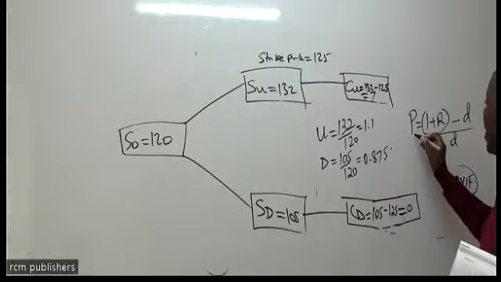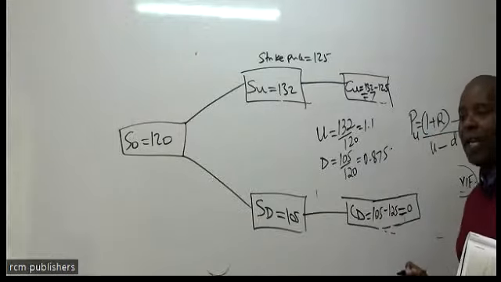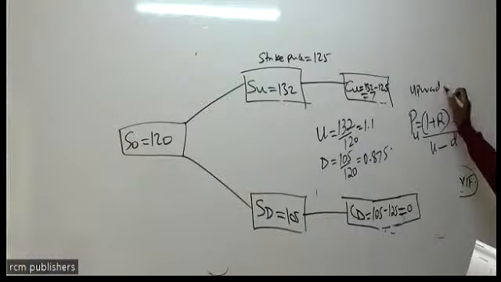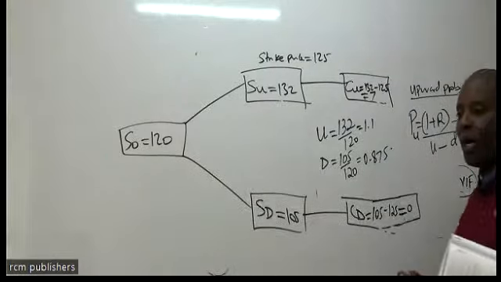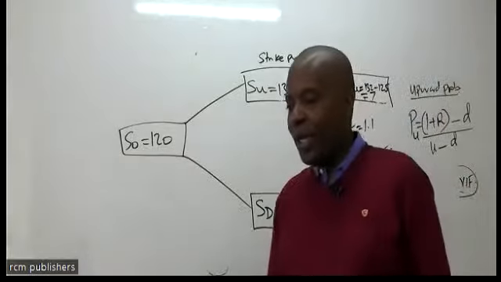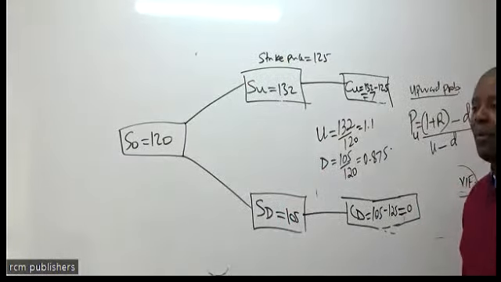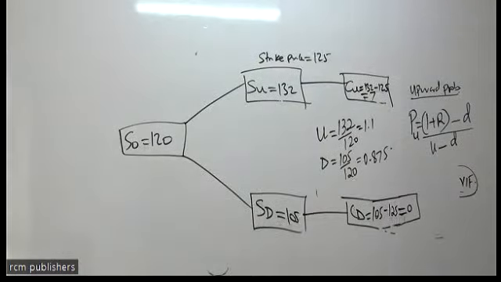I forgot something here. This is supposed to be PU, the upward probability. Actually, the title here should be upward probability. So let me see whether there will be anybody who will be able to get this upward probability.